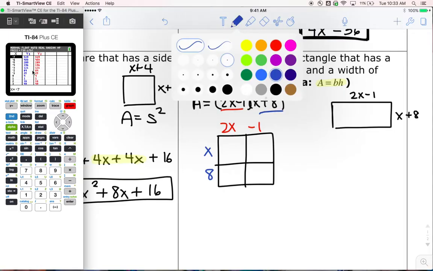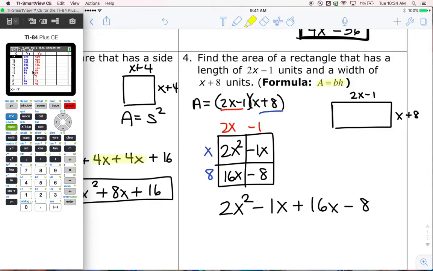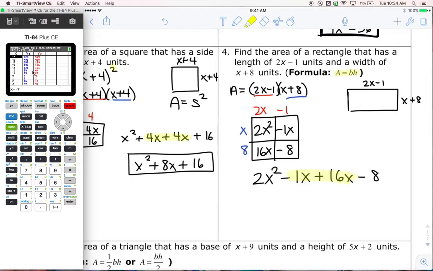And now we multiply. So this is going to be the product of 2x times x, which we know is 2x squared. That box is going to have the product of negative 1 and x, which is going to be negative 1x. This box is going to be the product of 2x and 8, which we know is 16x. And then finally, in here, we're multiplying negative 1 times 8, which is negative 8. So my 4 terms, I've got 2x squared minus 1x, a positive 16x, and then a negative 8. All I got to do to be finished is combine like terms. And I've got 2x squared plus 15x minus 8.